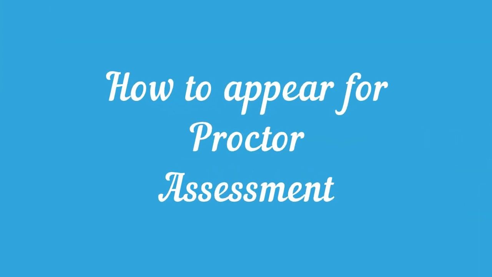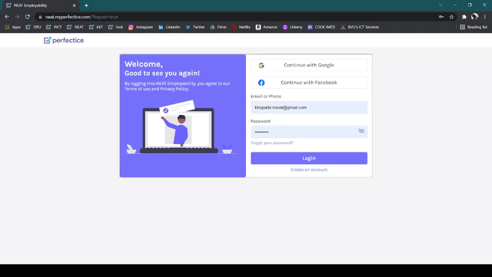This video will explain how to appear for a proctored assessment on the MyPerfectus platform. You would have received an email about login credentials and the URL from your concerned department. Click on the URL provided to you. This will be your login page, where you have to enter your login credentials and then click on the login button.